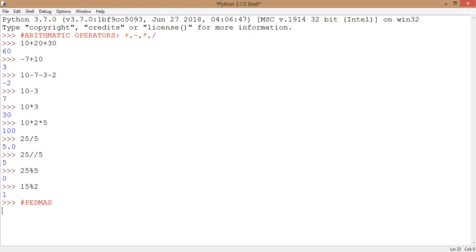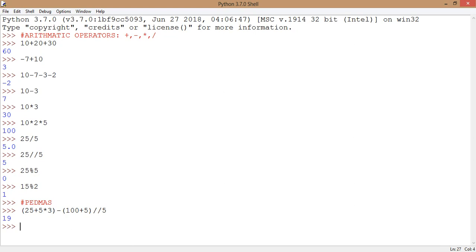I'll show you what it is. Suppose I write 25 plus (5 into 3), I'll close the bracket, I'll put the minus sign, I'll open the bracket, and here I write 100 plus 5, I'll close the bracket and double slash 5. So I got the answer 19.